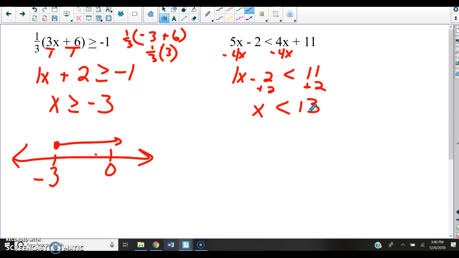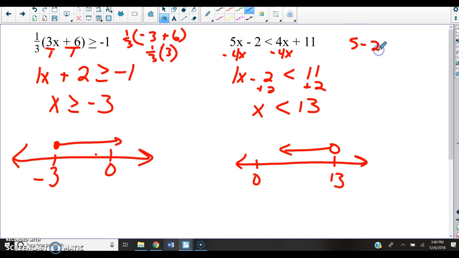We are not dividing by a negative. Remember to graph it and just check to make sure that you are getting the correct number. So if we were to put 1 in for x, we'd be comparing 5 minus 2 with 4 plus 11. Well, 3 certainly is smaller than 15, so we have the right direction.